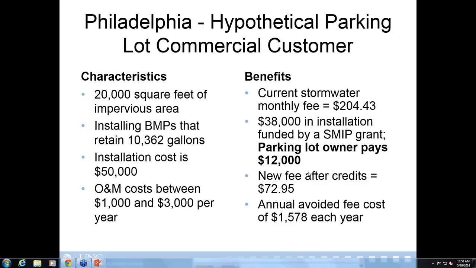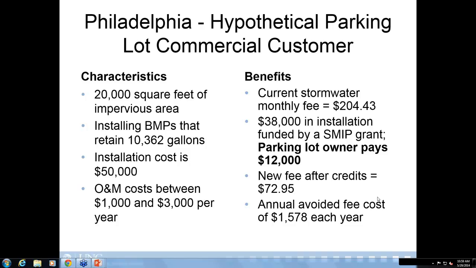So the annual avoided fee cost would be $1,578 per year. And so we tried to put on the hat of a potential customer saying, hey, am I going to do this or not? It's a lot for them to work through, but in this case, you can see some of the results, some of the number crunching they may have done.